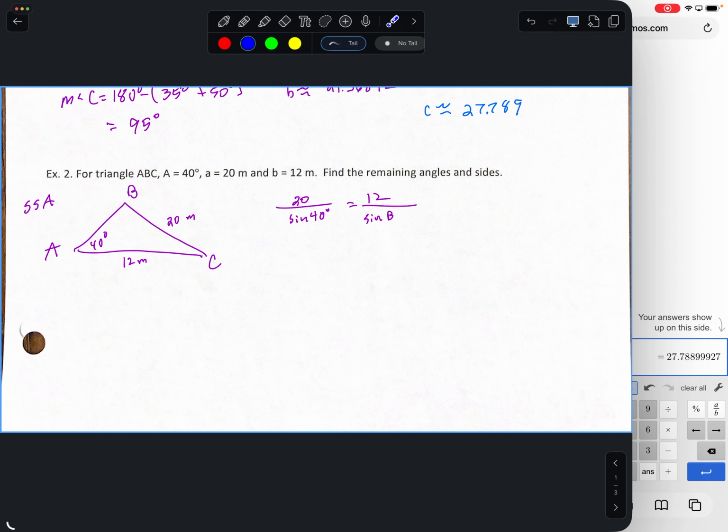Now, you can flip the law of sines. It's a property of proportions. You can put the angle on top and the sides on the bottom, and it's the same proportion. And then this is just a nice thing to do because I can multiply both sides by 12. And then I have the sine of b is 12 times the sine of 40 degrees all over 20.